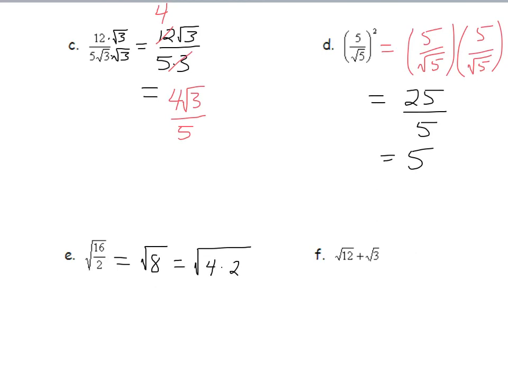Now we know that the square root of 4 is a 2, so pop that down on the outside. And the square root of 2 that I've got left inside, I can't do anything with. So my answer is 2 square roots of 2.